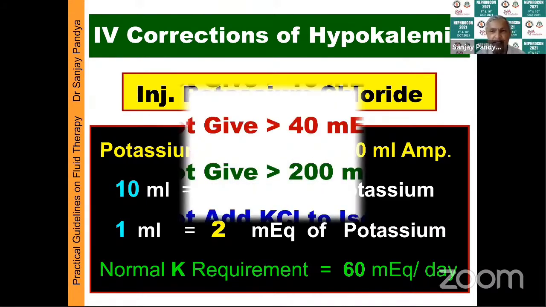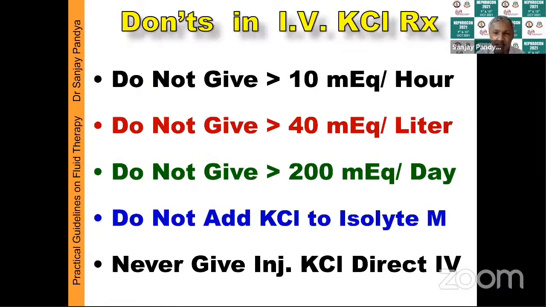This 20 milliequivalent of potassium we need to put in the pint, and there are certain basic guidelines, not rules. On average we don't give more than 10 milliequivalent per hour. More than 40 milliequivalents, that means more than 2 ampules of KCl, we usually don't add. If the patient has severe hypokalemia, then also in 24 hours we usually don't give more than 20 milliequivalent per hour. And if such a large amount is given, invariably we should have close ECG monitoring. Isolyte M is 35 milliequivalent, so we don't add potassium to it.